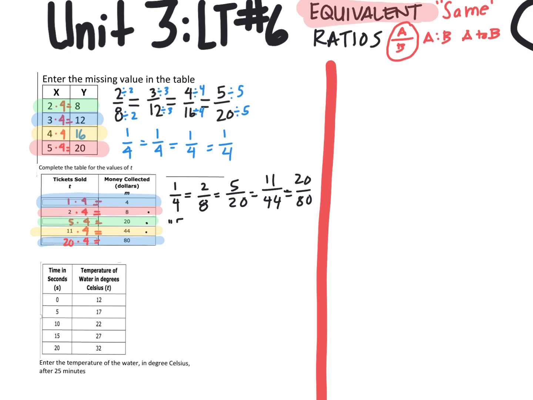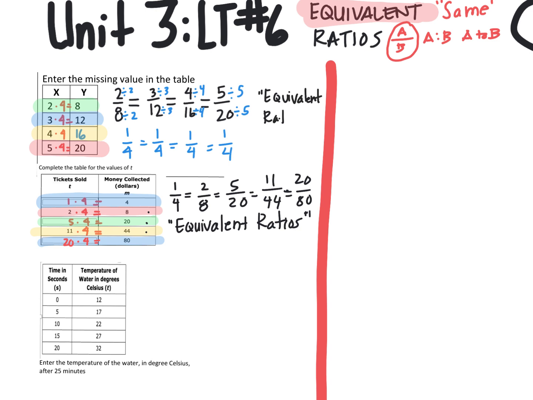Again, these are all what we call equivalent ratios. They're all the same. If I were to simplify all of them like I did above, they would all be equivalent ratios. They'd all be the same number. In fact, they'd all be 1 out of 4. Okay, so make sure you put that title here, equivalent ratios.